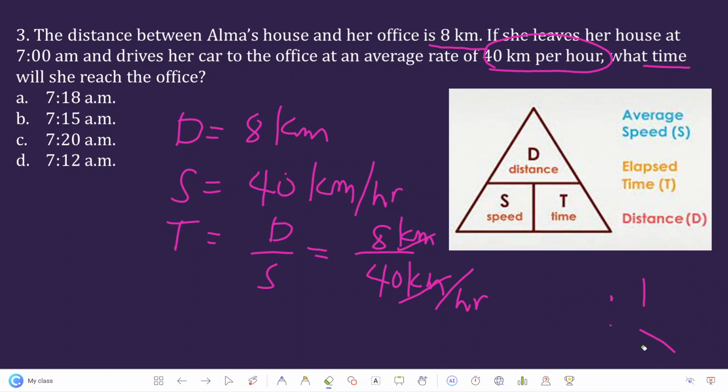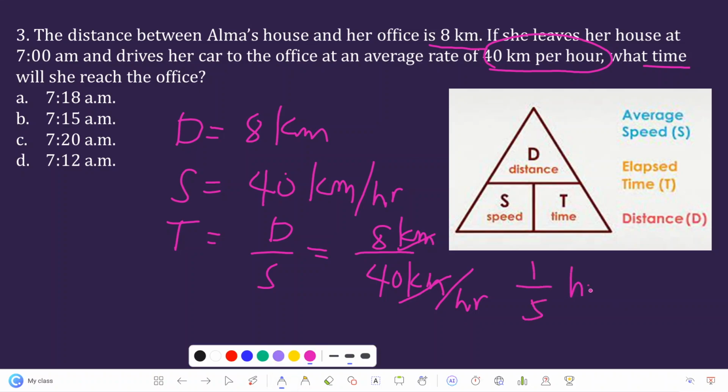Okay? So, let's proceed. Dito, you can simply reduce this to lowest terms kasi ang 40 is also divisible by 8 and 40 divided by 8 is 5. So, you have here 1/5 hour. At ano ba ang 1/5? Sa decimal, this is 0.2 hour. So, pwede na ba natin i-add? Hindi pa. So, how do we find the minutes? Kasi in terms of 0.2.